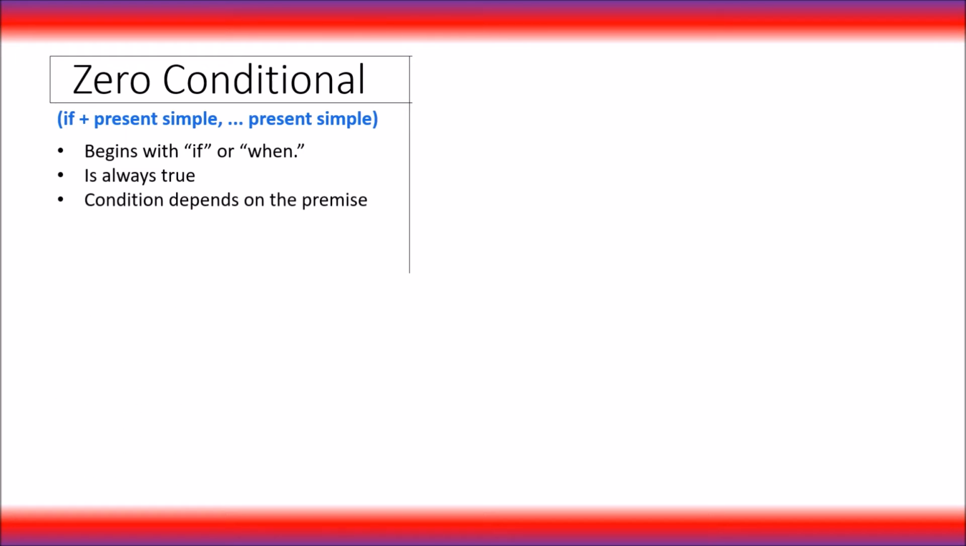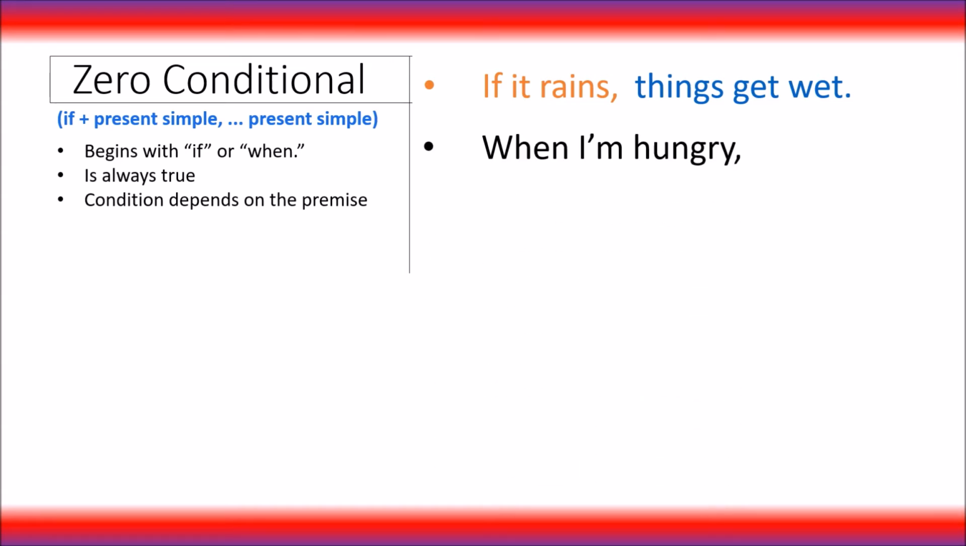It is always true. The condition depends on the premise, and I'll explain quickly what a premise is. Actually, I won't explain, I'll just show you. So, first, if it rains, this is the premise. This is the thing that would happen. And this is the condition. What follows depends on the condition. So if it rains, things get wet. So the premise is if it rains, and what happens? Things get wet.